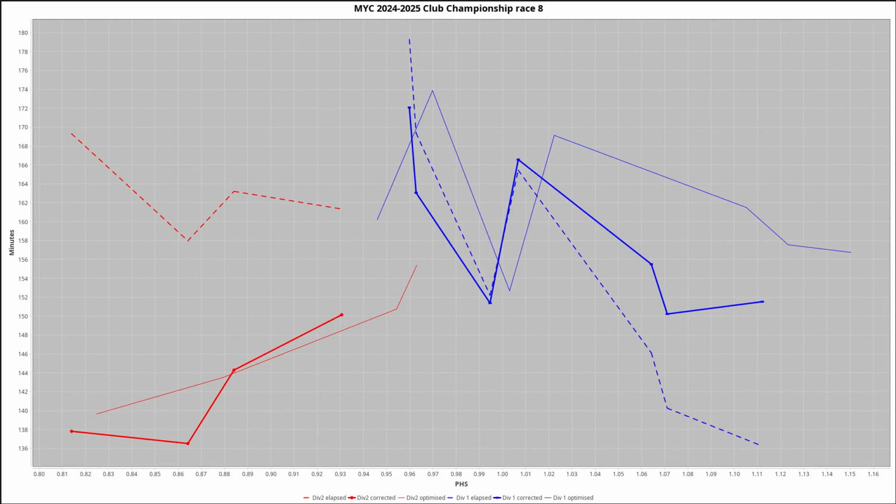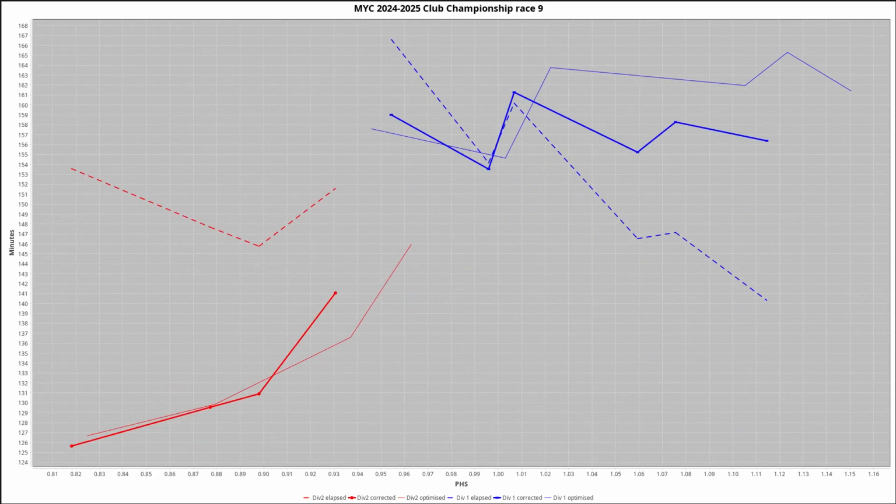And race 8, again, no clear pattern. And 9 looking better. 9, Div 1's good. We have the downward slope here, and that's been leveled off by the results. Div 2's too small a sample size, really. It's overcorrected. It's over-leveled the downward slope. And here the moving handicap is better than the single handicap that we've allocated.